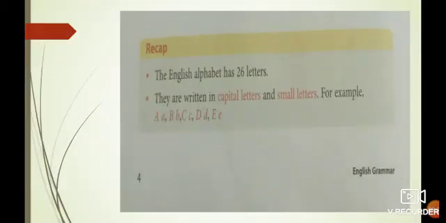Now once more we will see. The English alphabet has 26 letters from A to Z. Okay. And they are written in capital letters and small letters. Alphabets are written in capital and small letters both. For example, capital A, small a, capital B, small b, capital C, small c, capital D, small d, capital E, small e. Okay children, so alphabets can be written in both ways.